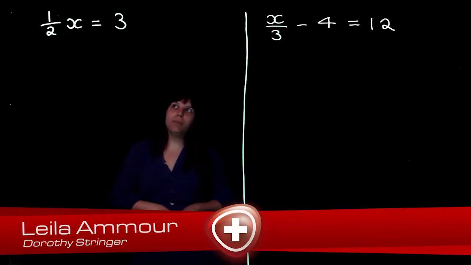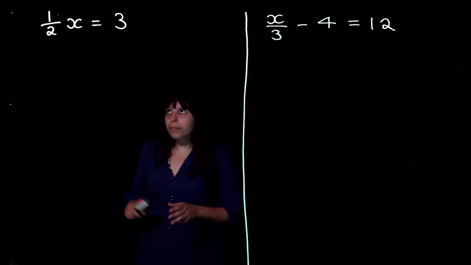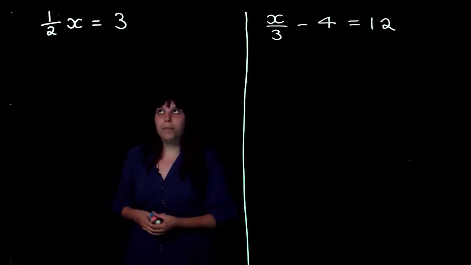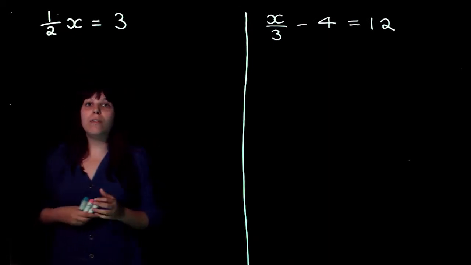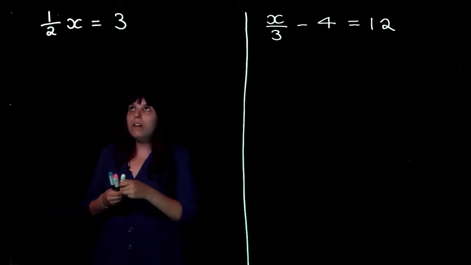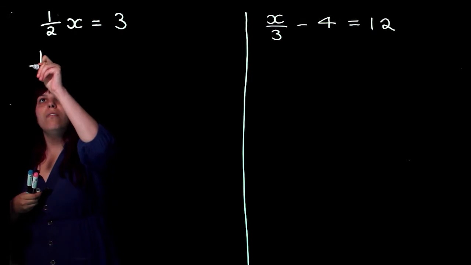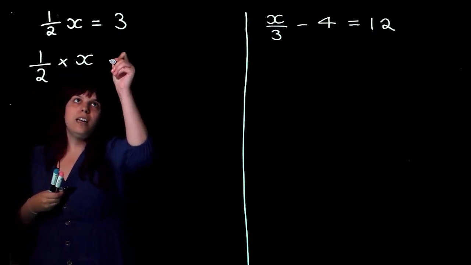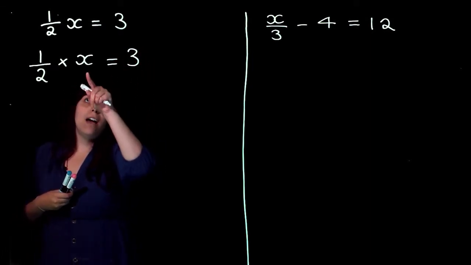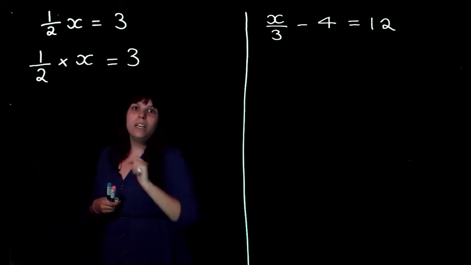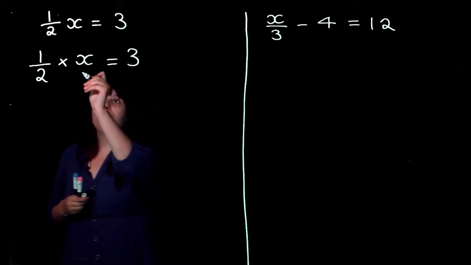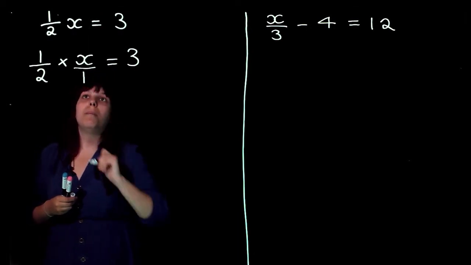Okay, in this video we're going to be looking at solving linear equations that involve fractions. So in our first example we've got half x equals 3. Now we've got to remember in here we have our invisible times sign. So we can rewrite this side as a half times x equals 3. Now a half times x, we can turn our x into a fraction, and that would just simply be x divided by 1.